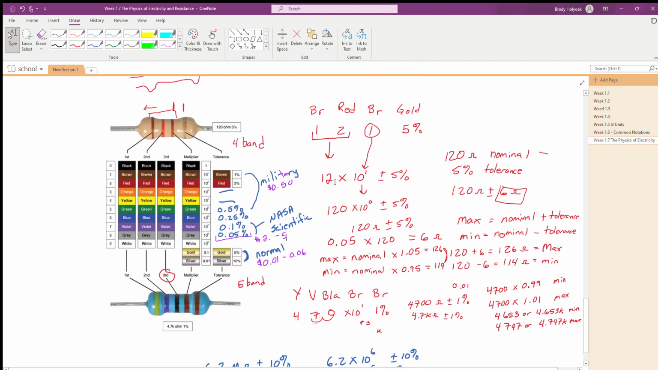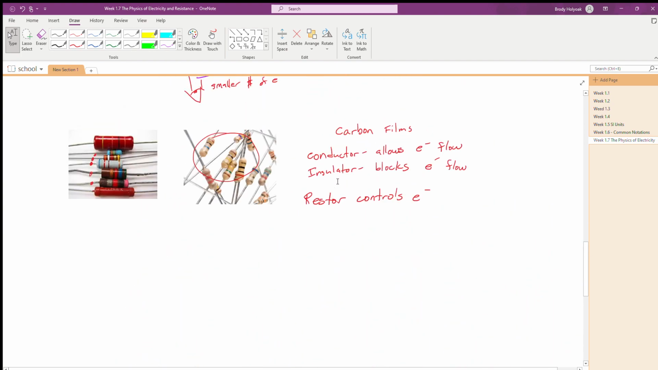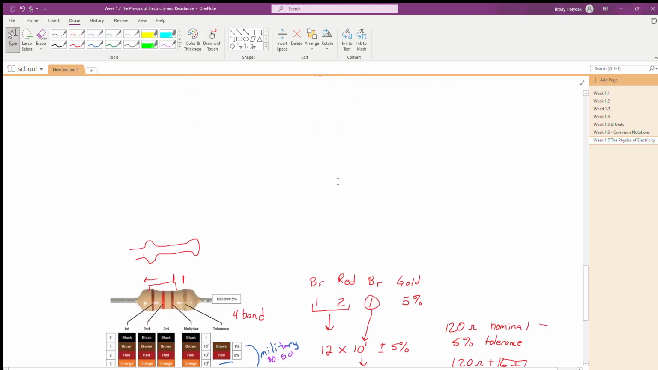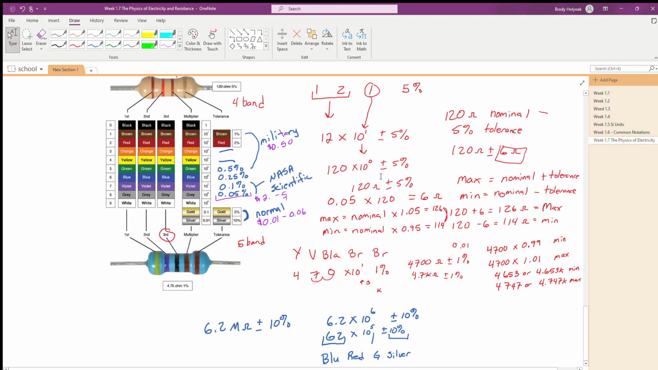So again, this is kind of the second half of it. Following with what's going on with the electron, this is the physical resistor that we're going to be using in class and in lab.